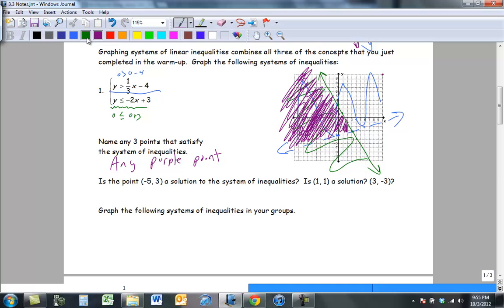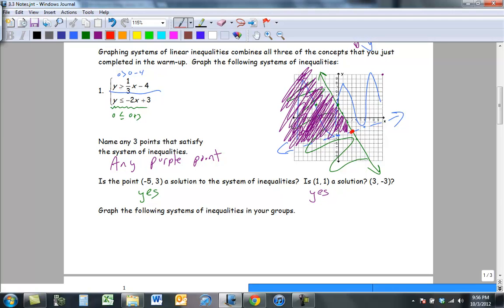Now, let's test this. Is -5, 3 a solution? Yep, because that is a purple point. Is the point 1, 1? Now, 1, 1 is this point right here. It's on the green line. Since the green line is solid, indeed it is. That is a point. But the point 3, -3, that is this intersection point right here. Now, while the point 3, -3 is the intersection point of these two lines, and since it's on the solid line, the green solid line, it's on the dashed blue line.